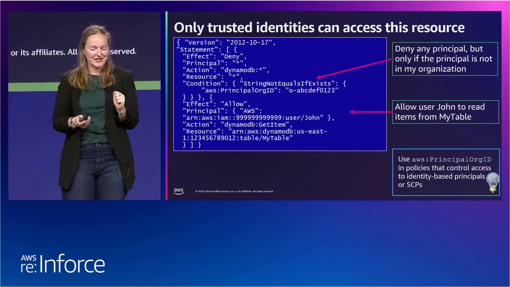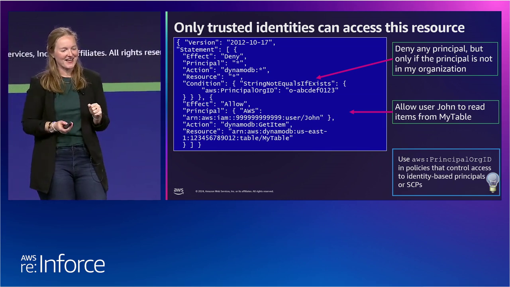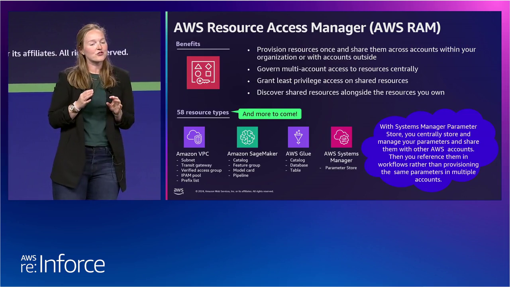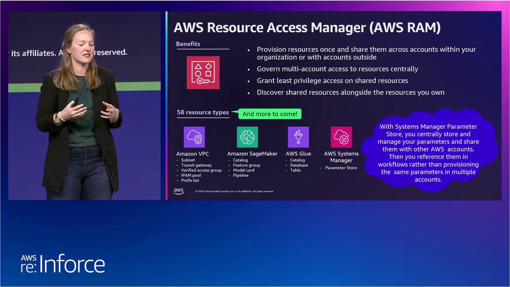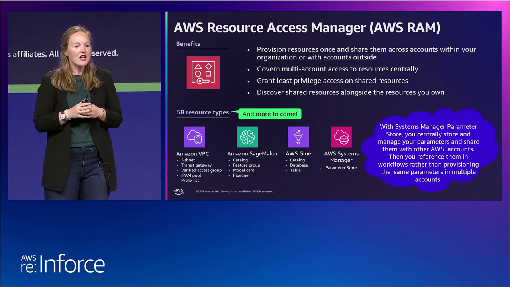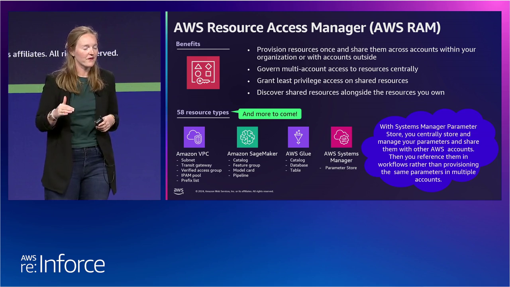Please inspect your resource-based policies. We'll talk about how you can identify external access in a second with Access Analyzer, but I just needed everyone to know this. Also, if you're doing resource sharing, this is more common. You're using more accounts. People are sharing common resources. Please go look at RAM. This is Resource Access Manager. The beauty of RAM, they cover 58 resource types, more on the way.